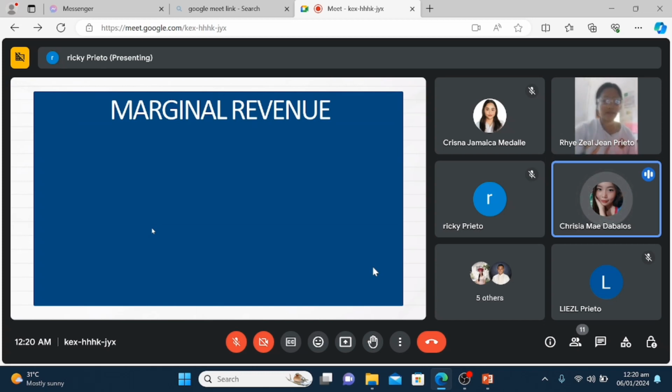Based on what I searched, ma'am, marginal revenue refers to the additional revenue gained from selling one more unit of a product or service. It's the change in total revenue when one more unit is sold. All right, thank you for that. So Miss Dabalos's answer is correct.